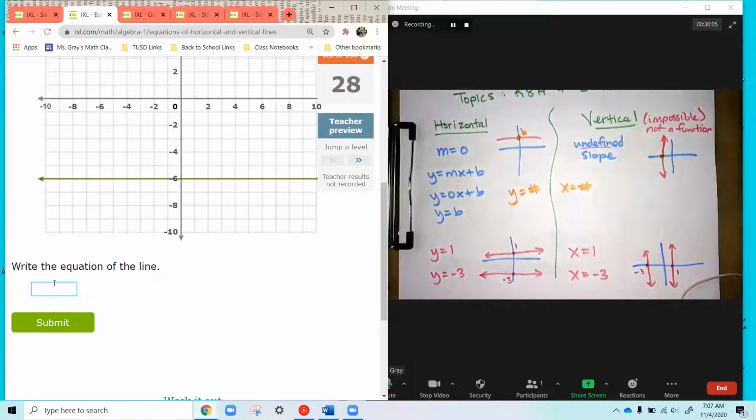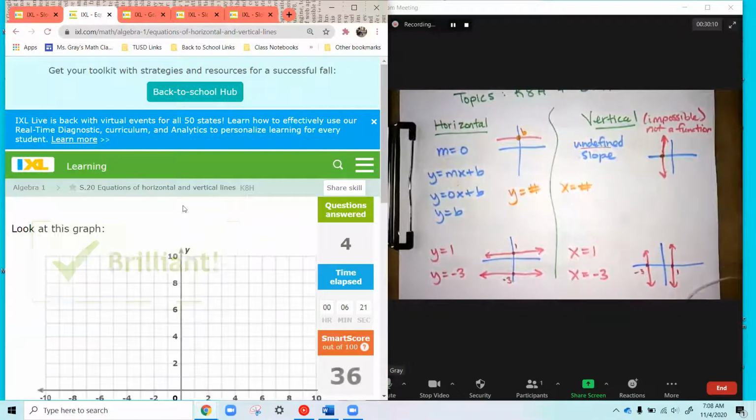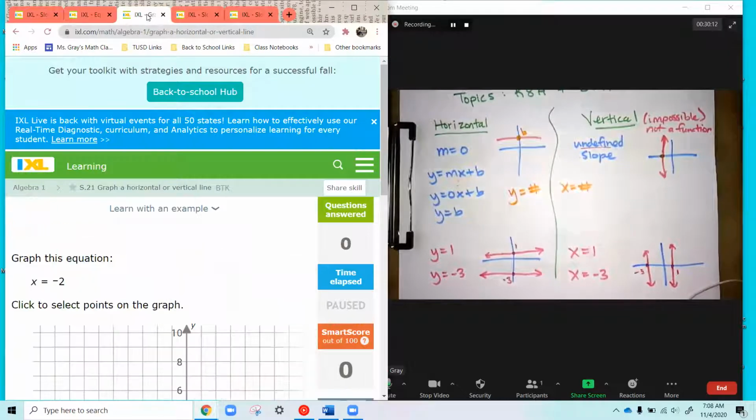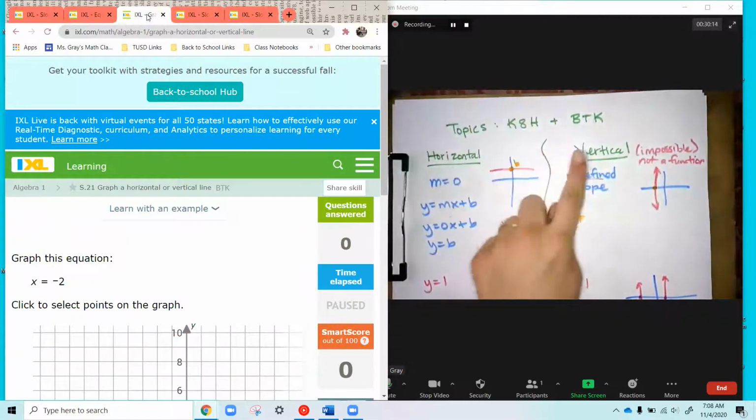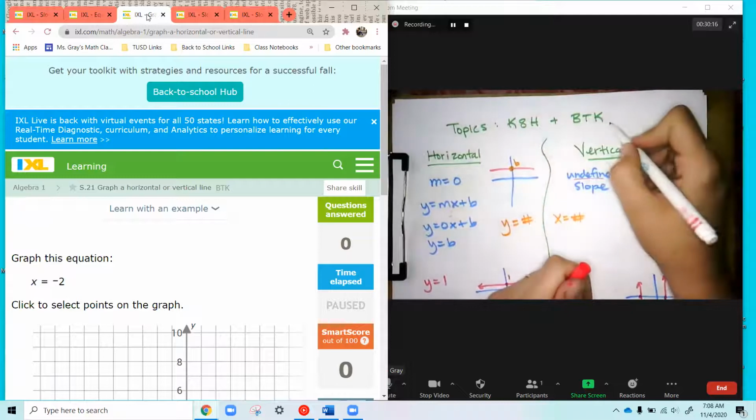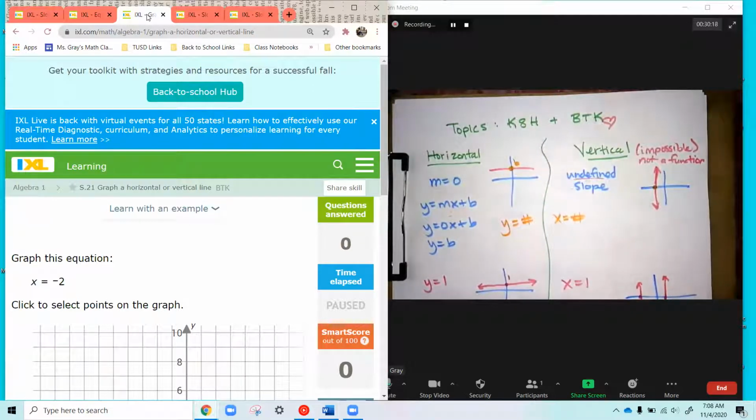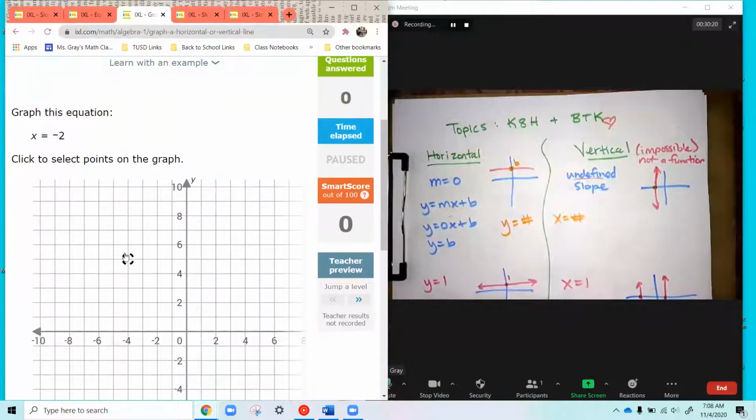And another y equals, this time -6. So I feel like you can handle that. And then the next topic, BTK. Ooh, BTK. This topic is the same, but just going the opposite direction. So this time it gives you the equation. You have to make the graph.